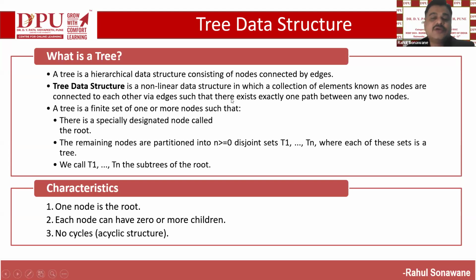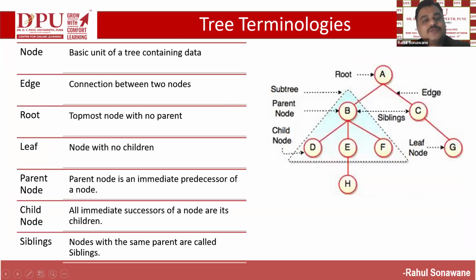Now let's move towards some terminologies. Let us try to explore some terminologies within the tree. The first thing is the node. A node is a basic unit of storage, or you can say a node is a place where we store or keep our data. Here in the diagram on the right, you can see there are certain nodes, and there is a specially designated node also. Let's say this A is the specially designated node, the root. Now the remaining data is partitioned.